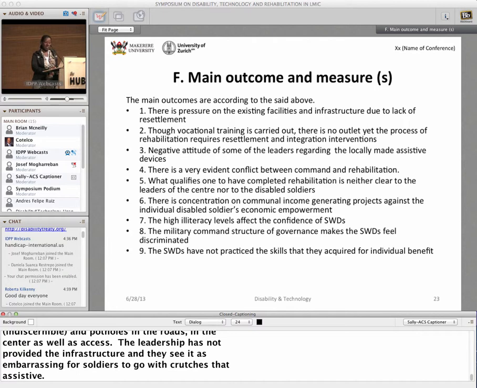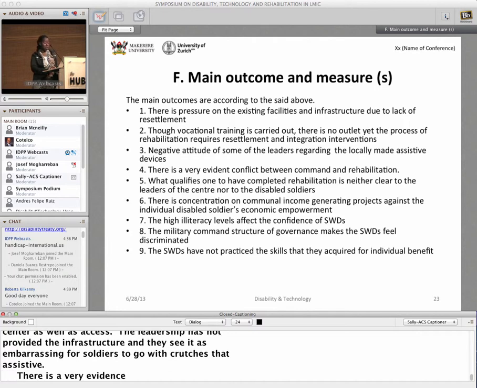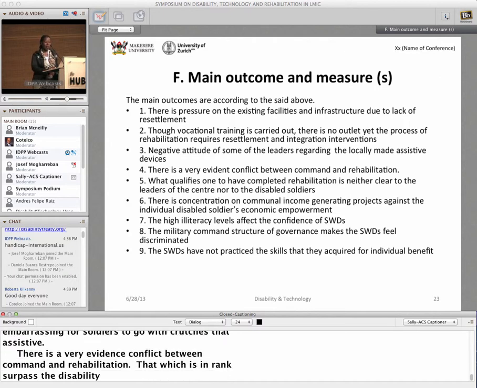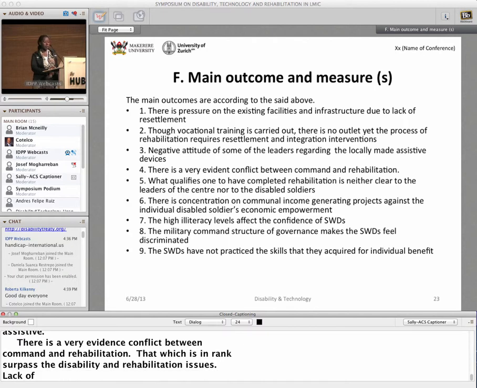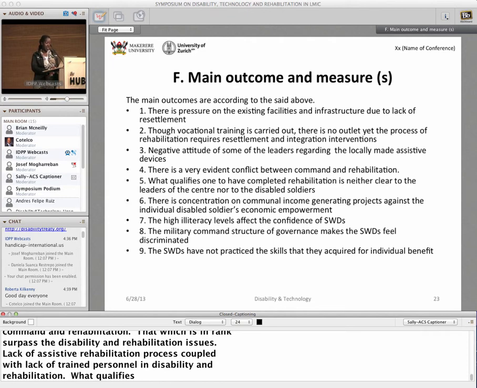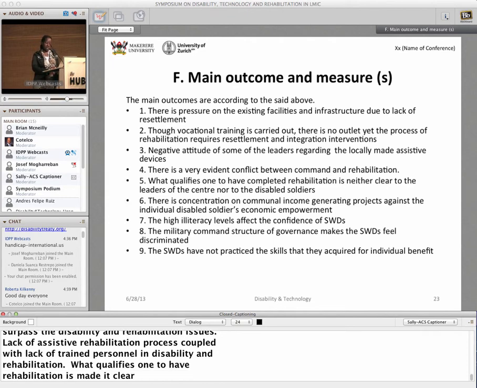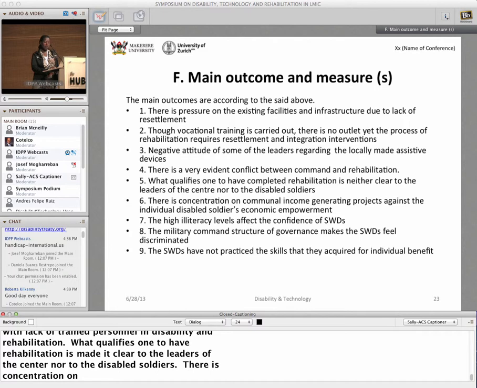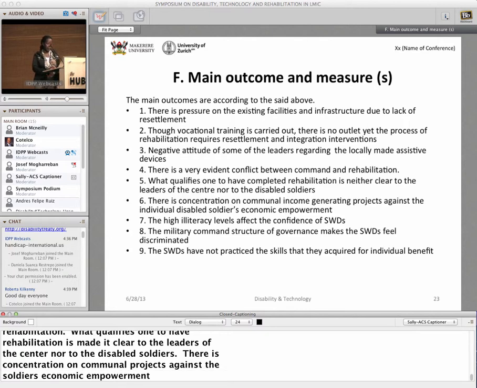There is a very evident conflict between command and rehabilitation. Guard duties and ranks surpass the disability and rehabilitation issues. Lack of a systematic rehabilitation process, coupled with lack of trained personnel in disability and rehabilitation. What qualifies one to have completed rehabilitation is neither clear to the leaders of the center nor to the disabled soldiers. There is concentration on communal income-generating projects against the individual disabled soldiers' economic empowerment, yet salaries paid to them are not enough to cater for their minimum household needs.